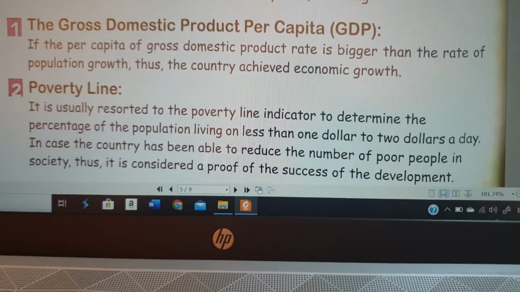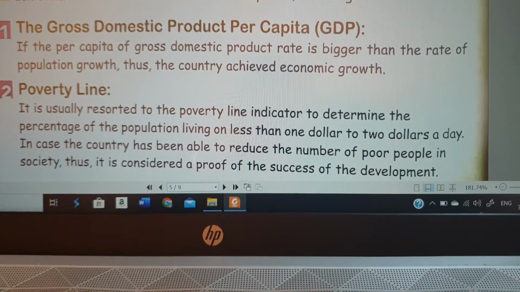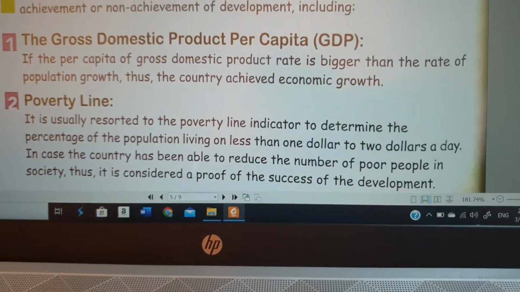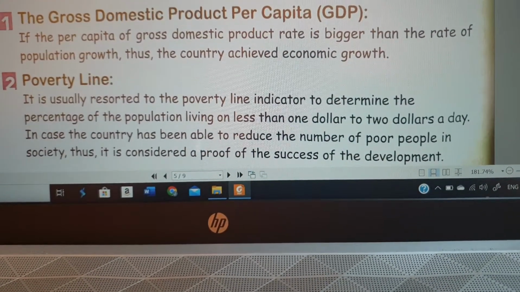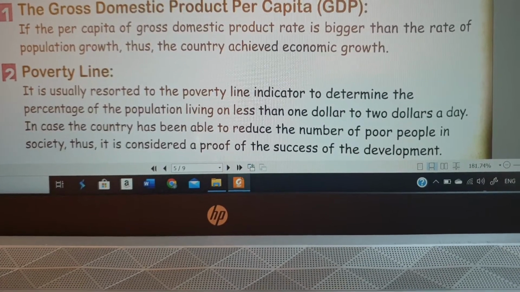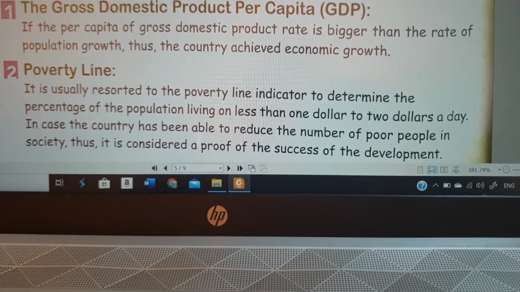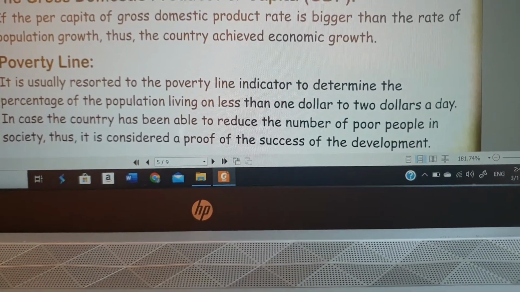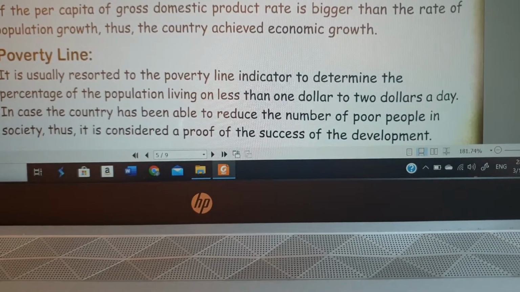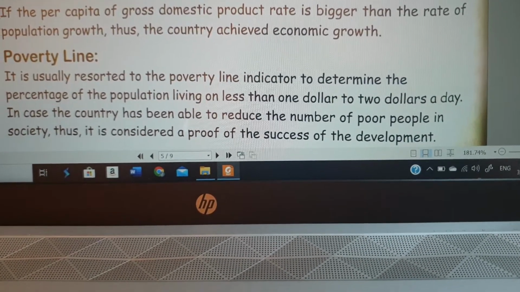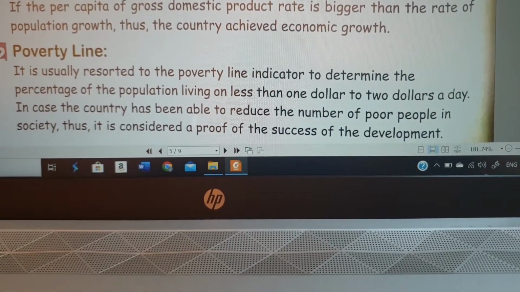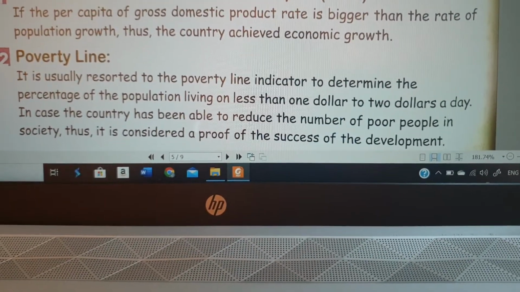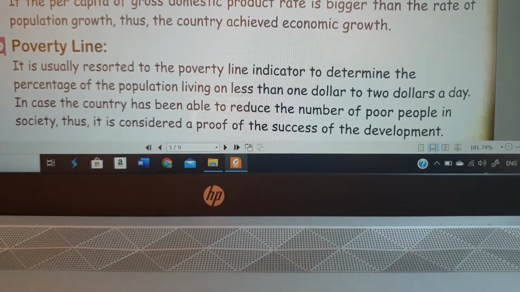The second indicator, poverty line. Please, what does poverty line mean? If you have any question, it's related to poor people. If you know the poor, that means poverty line. It's usually resorted to the poverty line indicator to determine the percentage of the population living on less than $1 or $2 a day. Some people's daily income is less than $1 or $2 a day.